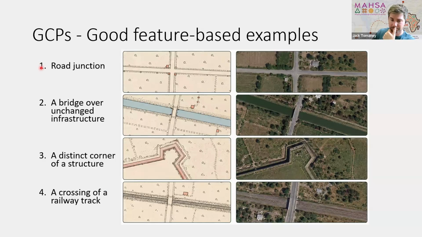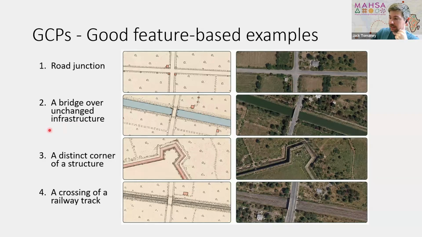So the first example of a good GCP is a road junction. And this is obviously road junctions that are still in the same position in the historic map and the reference image. So here you can see there is a crossroads. And when we look on the satellite image, we can see that this crossroad is still in the same location. So this is a good point to use as a ground control point.